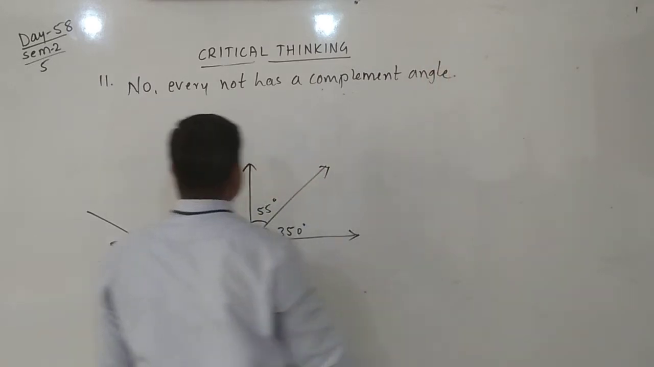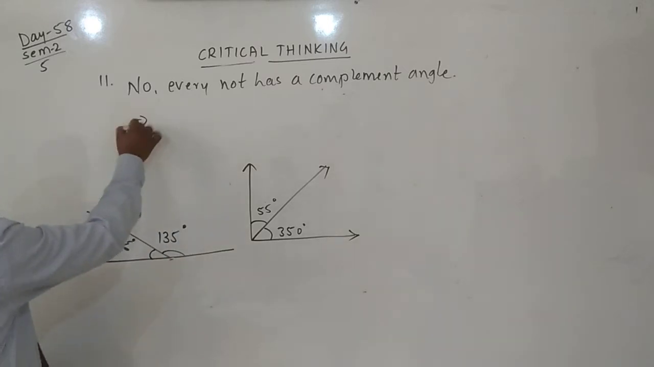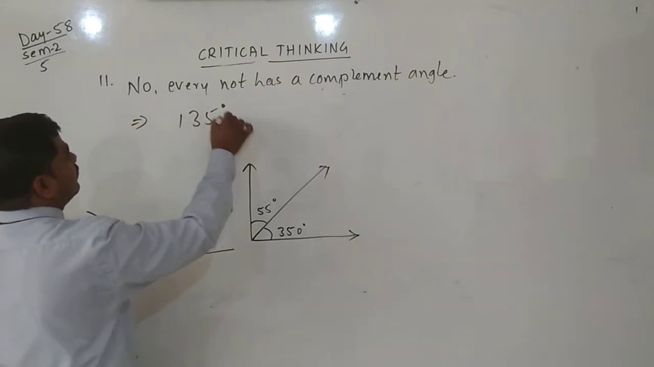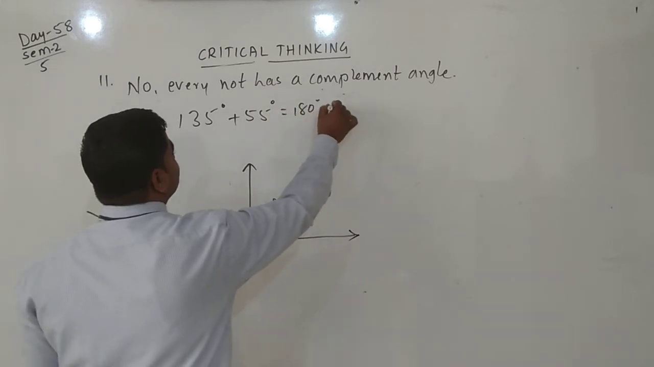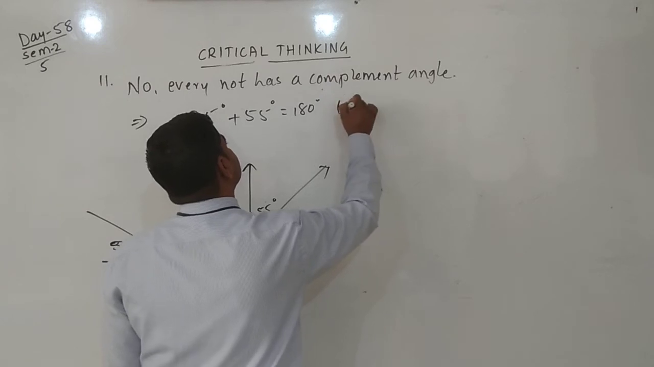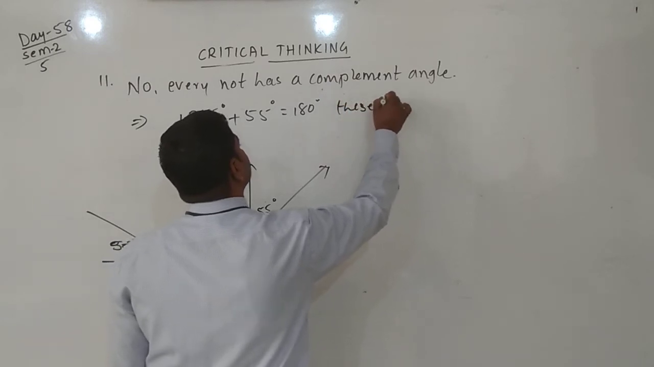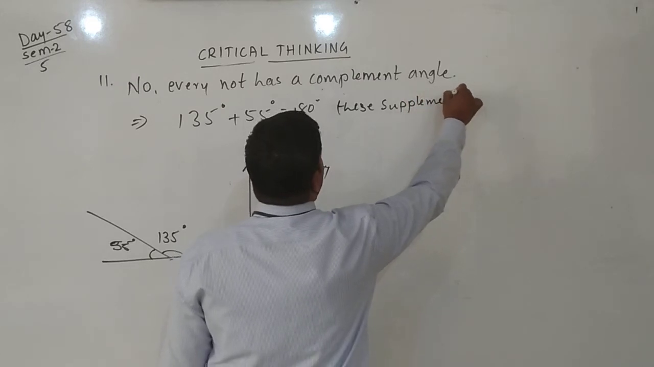Yes, we can write this example. Here 135 degrees plus 55 degrees is 180 degrees. These are supplementary angles.